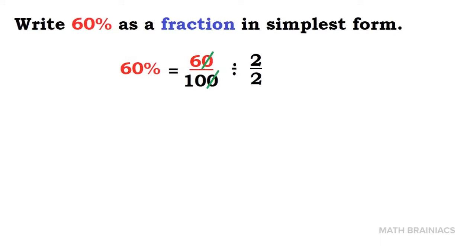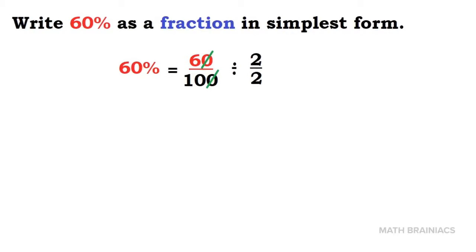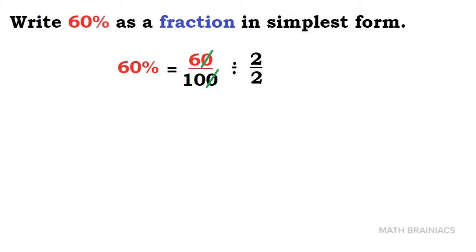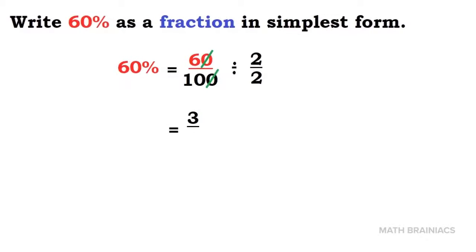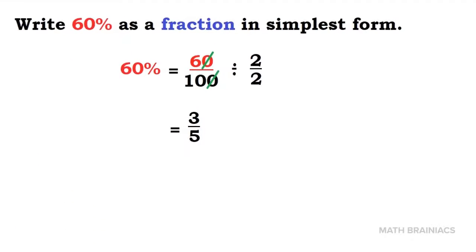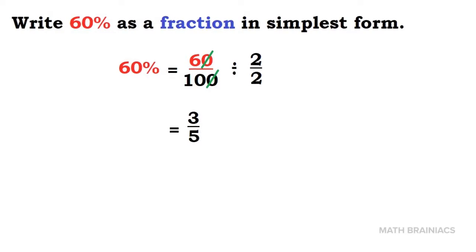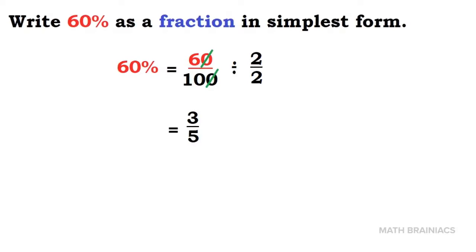6 over 10 is not yet in the simplest form. Therefore, we need to look for the common factor of the numerator and denominator. And in this case, the common factor is 2. So, we can divide both the numerator and denominator by 2. 6 divided by 2 is 3, and 10 divided by 2 is 5. Therefore, the fraction in simplest form of 60% is 3 over 5.